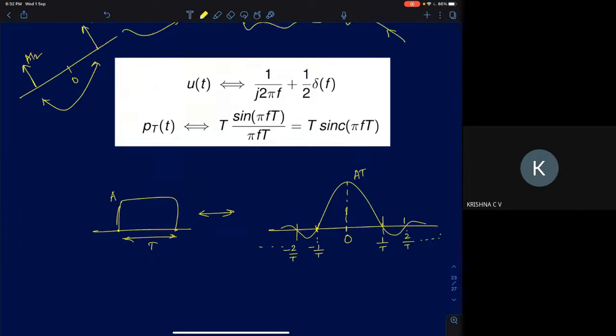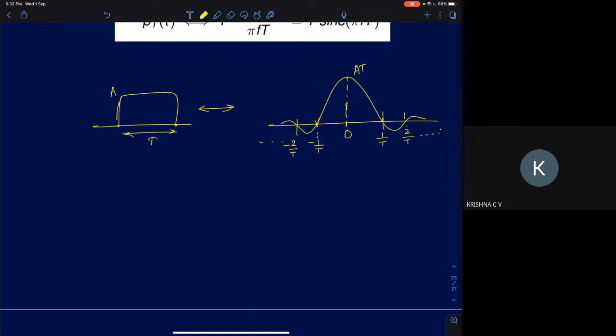Okay. Another important signal is the pulse signal. Again, this is a property I didn't mention before. If you have signals x1 of t, x2, and so on till xn, the Fourier transform of the sum of all these signals is the sum of the Fourier transforms of the individual signals. That goes without saying. The Fourier transform is a linear transformation, so it directly follows from that.